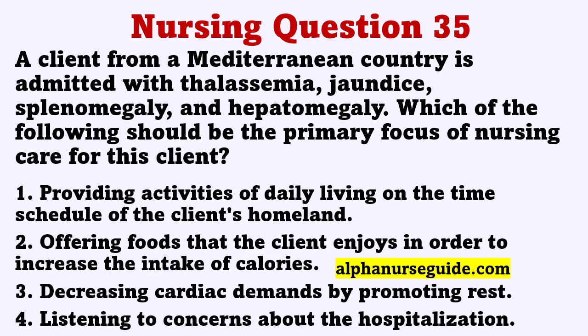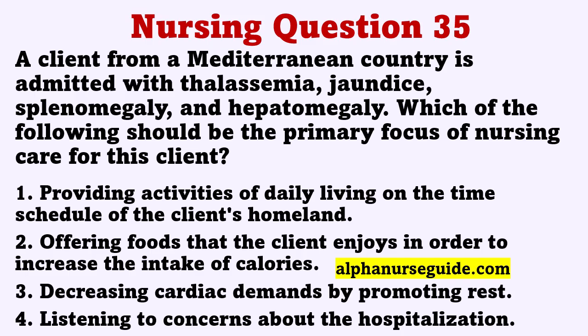A client from a Mediterranean country is admitted with thalassemia, jaundice, splenomegaly, and hepatomegaly. Which of the following should be the primary focus of nursing care for this client? 1. Providing activities of daily living on the time schedule of the client's homeland. 2. Offering foods that the client enjoys in order to increase the intake of calories. 3. Decreasing cardiac demands by promoting rest. 4. Listening to concerns about the hospitalization.